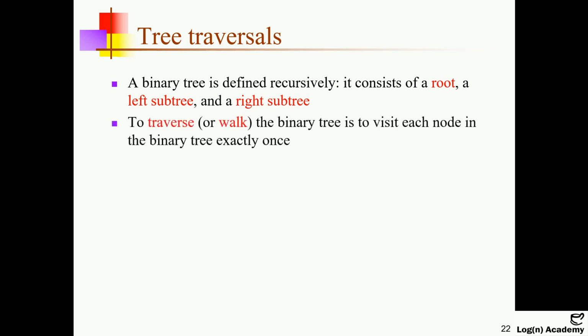We already know this. To traverse or walk the binary tree is to visit each node in the tree exactly once. So the word traverse is actually walking. We touch each node in the tree exactly once. Tree traversals are naturally recursive, but we can also use the iterative method to traverse the tree and print that data. So the pre-order traversal.